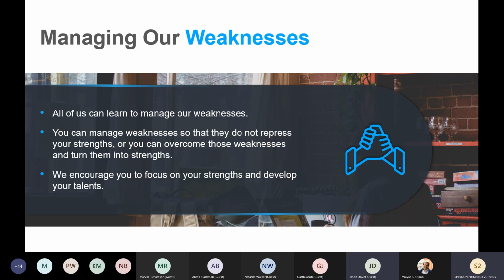They may have struggled to be quick readers or accurate spellers, but all learned to manage that weakness of dyslexia and found ways to prevent it from repressing their strengths. Tom Cruise said that he had to train himself to focus his attention by becoming very visual and learning how to create mental images in order to understand what he read. There are examples of persons who overcame their weaknesses and turned them into strengths. The actor James Earl Jones, for example, had a debilitating childhood stutter, which he overcame so successfully that he became a remarkable orator. That being said, we encourage you to focus on your strengths and develop your talents.